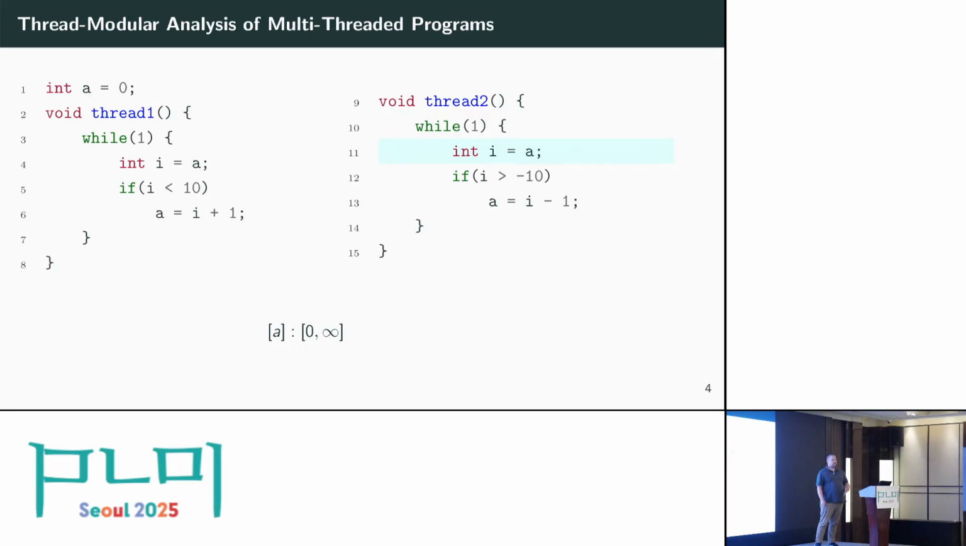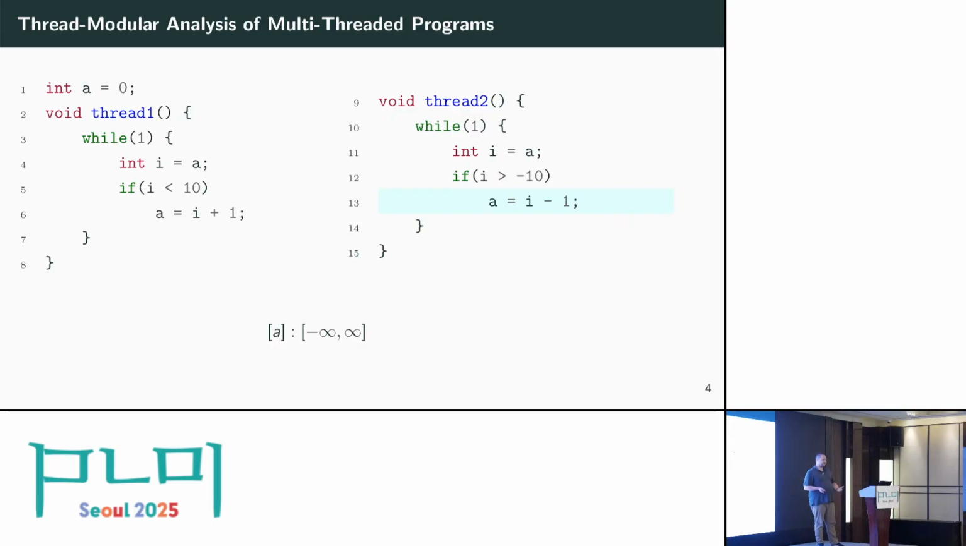In the other thread, we also read this value of A. We check the guard, so there are values that pass this guard, and then we subtract 1, and this is our new contribution to A. So we find that the contribution to A is in the interval from minus 1 to infinity. We combine this by widening again, and then we have the top interval, which we have arrived at.